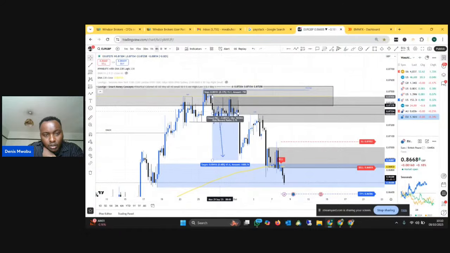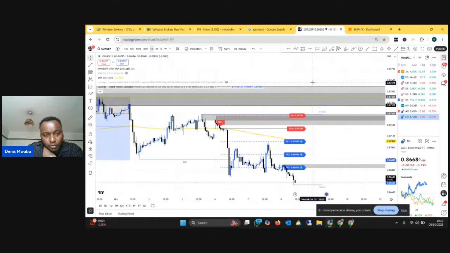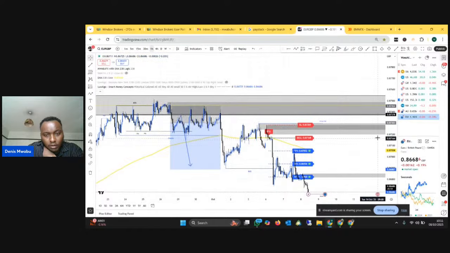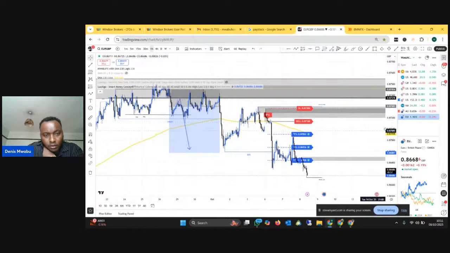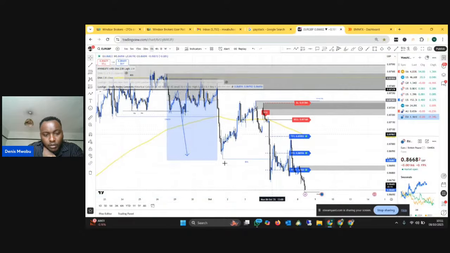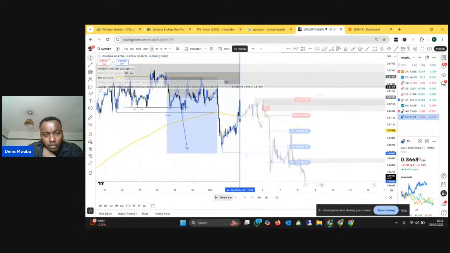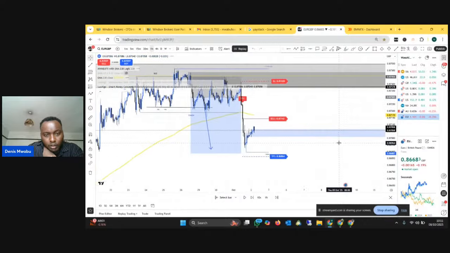Be able to see these cells here. We had spotted these cells for Euro GBP from this particular area. So this is what I'm telling you. Okay, let's bring this thing back here so that you can see what I'm explaining to you.